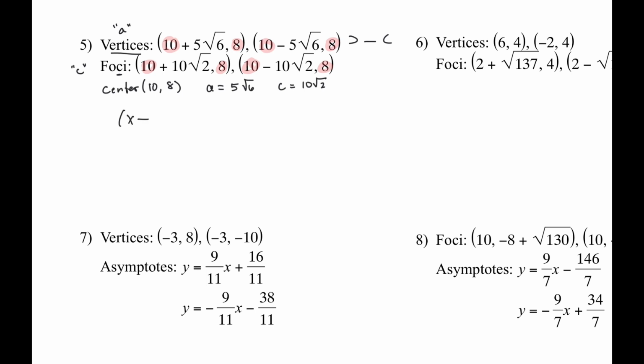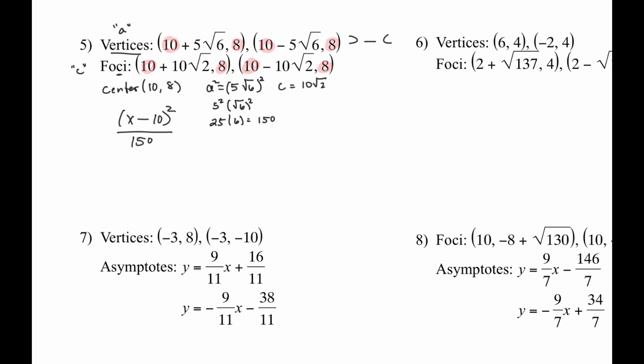So we'll go ahead and write that in. X goes first, since it's like the x-axis. X minus 10 squared over, if I square both sides here, I can find out what that is. It's going to be 5 squared times the square root of 6 squared, so it's going to be 25 times 6, which is going to give us 150.